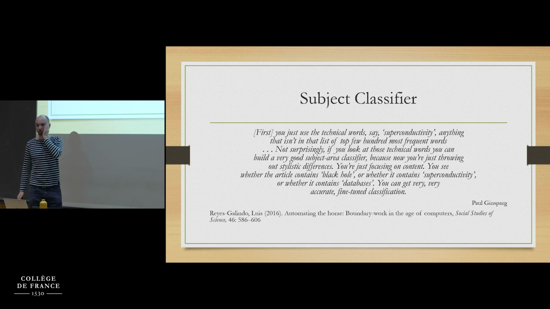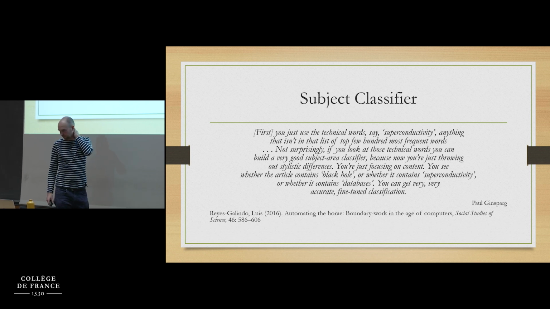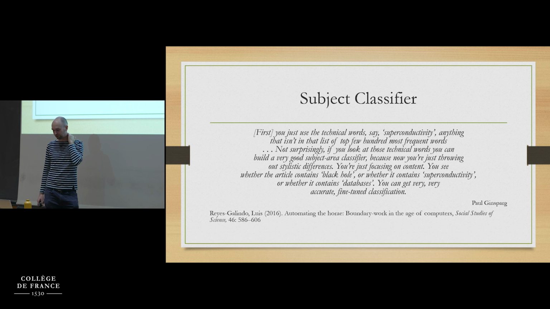So Paul Ginsparg is the founding father of the archive, the one who started it all. And he tells us that, right, the subject classifier: if you just use technical words, say superconductivity, anything that isn't on the list of top few hundred most frequent words, not surprisingly, if you look at those technical words, you can build a very good subject area classifier, because now you're just throwing out stylistic differences. You're just focusing on content. You see whether the article contains black hole, or superconductivity, or databases. You get a very, very accurate fine-tuned classification.